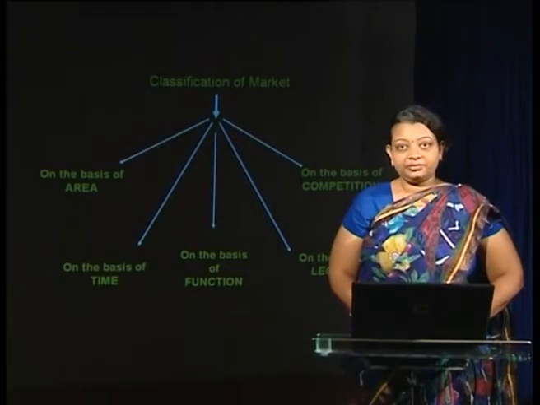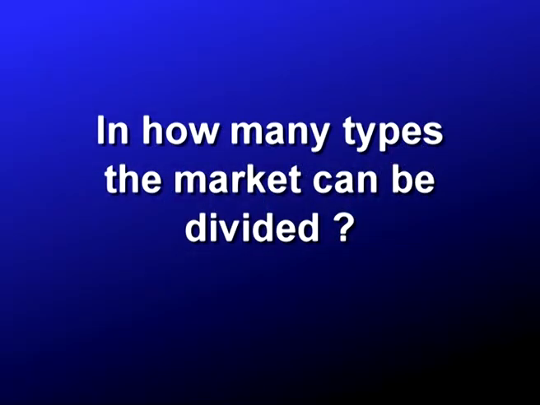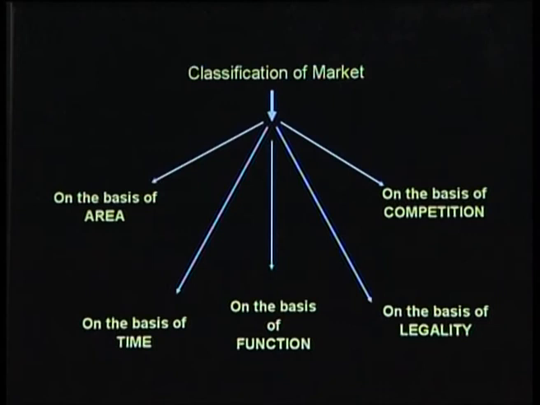After understanding the meaning of market, now let us look at how many types the market can be divided into. Market can be divided on the basis of area, on the basis of time, on the basis of function, on the basis of legality and on the basis of competition.